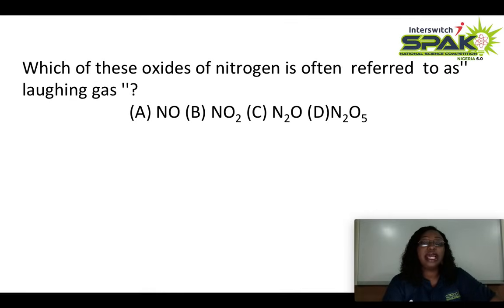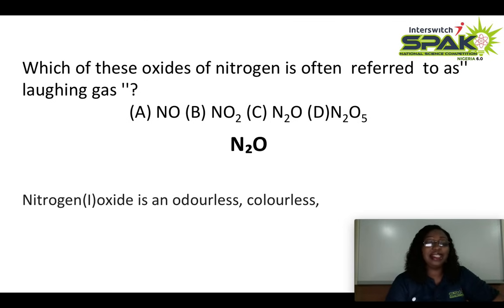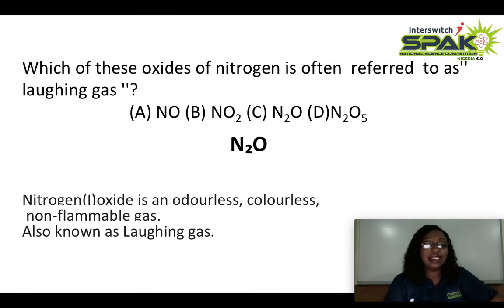Which of these oxides of nitrogen is often referred to as laughing gas? The answer is N2O. That's nitrogen 1 oxide. That's the one that is often referred to as laughing gas. It's an odorless, colorless, non-flammable gas.